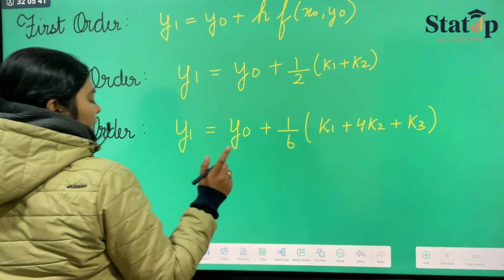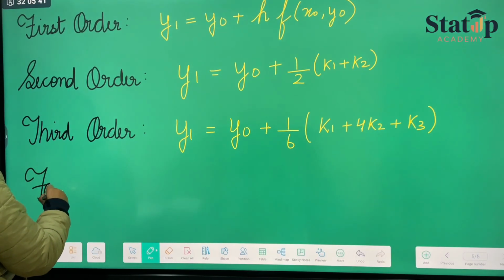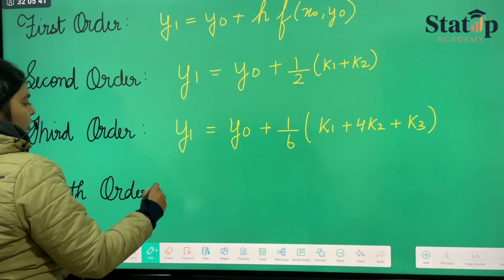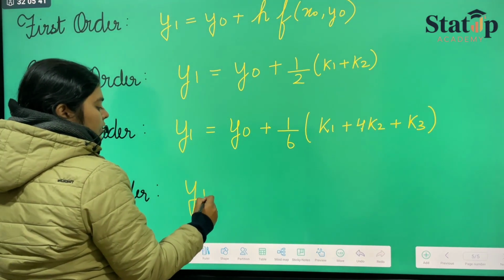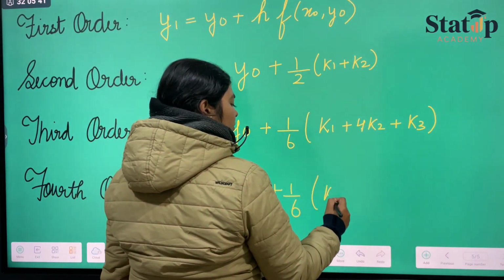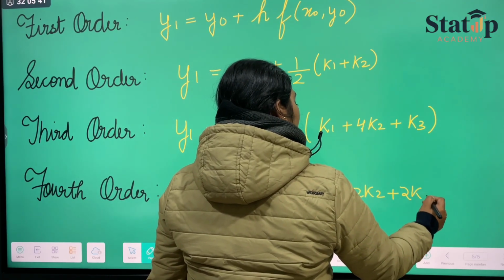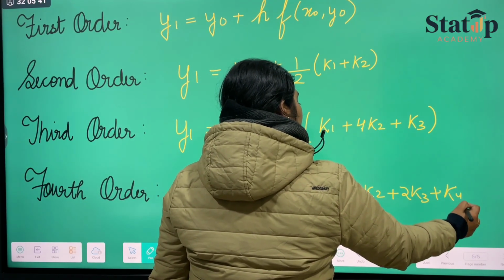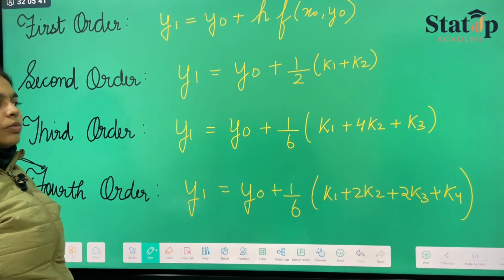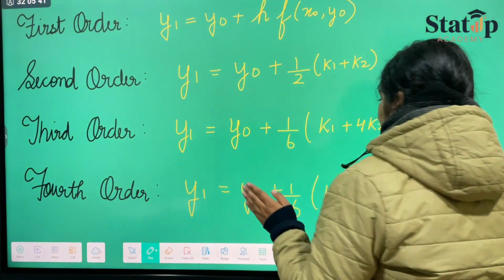Okay, this is the formula, and this ratio is very important for examination. The fourth order will be, till fourth only we have to do. The fourth order will be equal to y1 = y0 + 1/6 (k1 + 2k2 + 2k3 + k4). And that's your Runge-Kutta method. k1, k2, k3 and k4 are used in here, and their formulas are here.